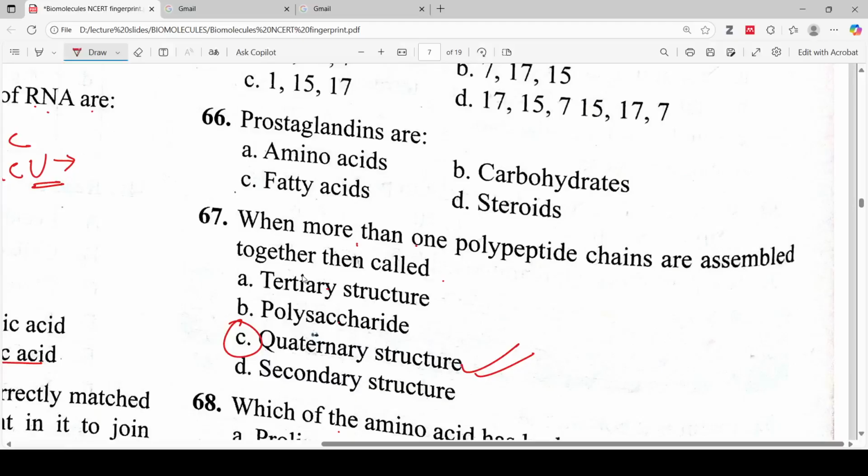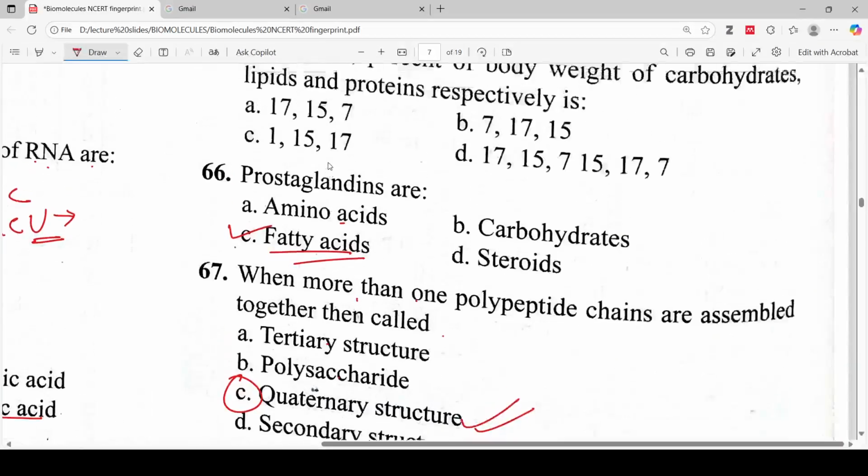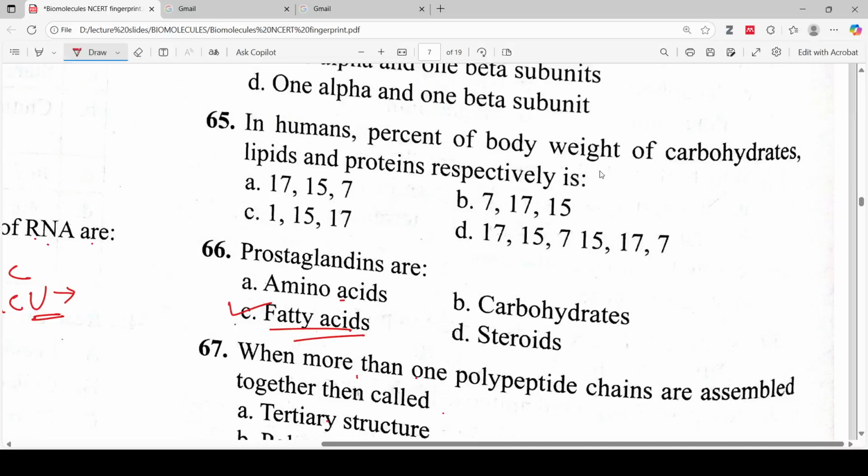Next question. Prostaglandins are amino acid, fatty acids, carbohydrate, and steroids. So the correct answer for this question is option C, fatty acid. Next question. In humans, the percent of body weight of carbohydrates, lipids, and proteins respectively is. So for this question, the correct answer is option C. Option C will be the correct answer.